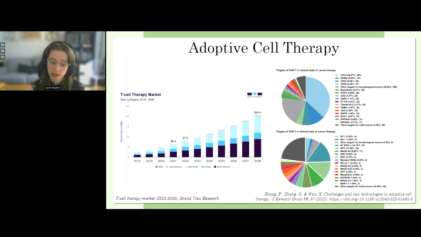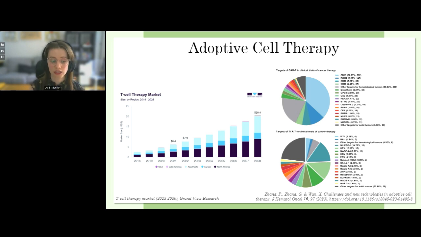Indeed, the global T cell therapy market was estimated to be about $2.8 billion in 2022 and is expected to reach $32 billion by 2030. So this is a huge expanding market. So there's a lot of interest in this field and how to make these therapies better. So with the approval of Tecartus, Yescarta, and Kymriah, a lot of different entities have shifted their business models from the development of small molecule and protein-based treatments to adoptive cell therapies.